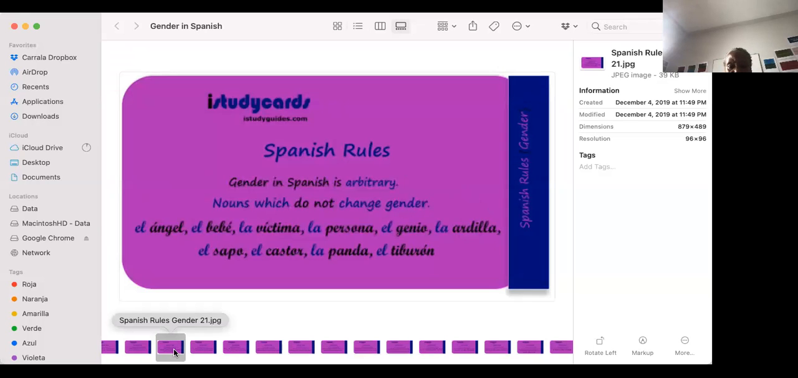I still have maybe one or two more cards that deal with gender, and then it deals with number. So gender is arbitrary. Of course it is, because in one language, what's feminine in French can be masculine in Italian. Nouns which do not change gender. I think it's so interesting. I dealt with this when we were looking at irregular nouns too. Sometimes I repeat myself, but coming in from a different doorway.